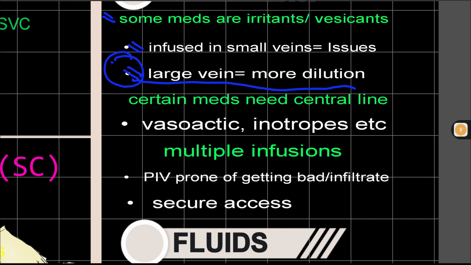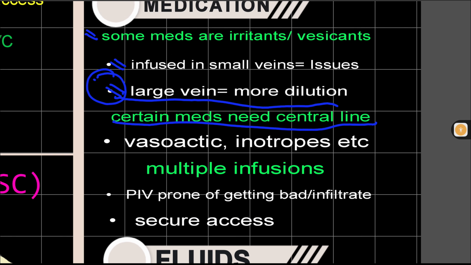Next, certain medications need a central line. What did I tell you about? We talk about your levofed, your inotropes, chemo drugs, some high or concentrated electrolytes. Okay? Vasoactive inotropes, etc.